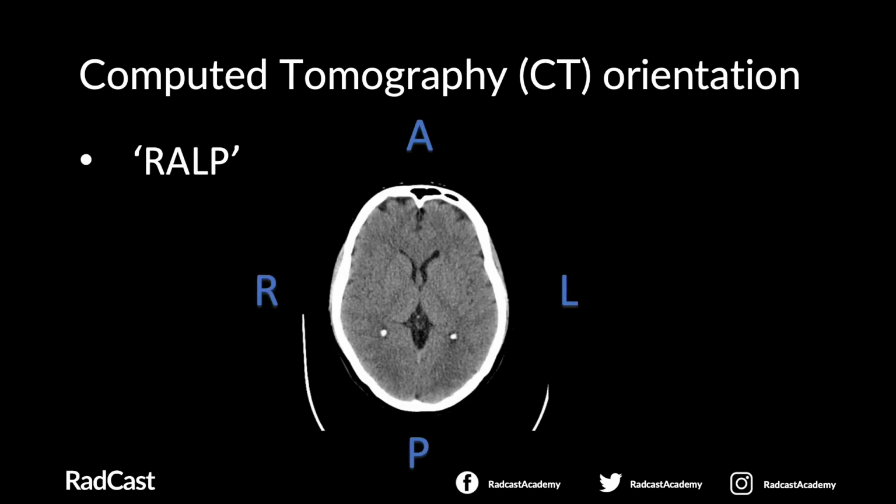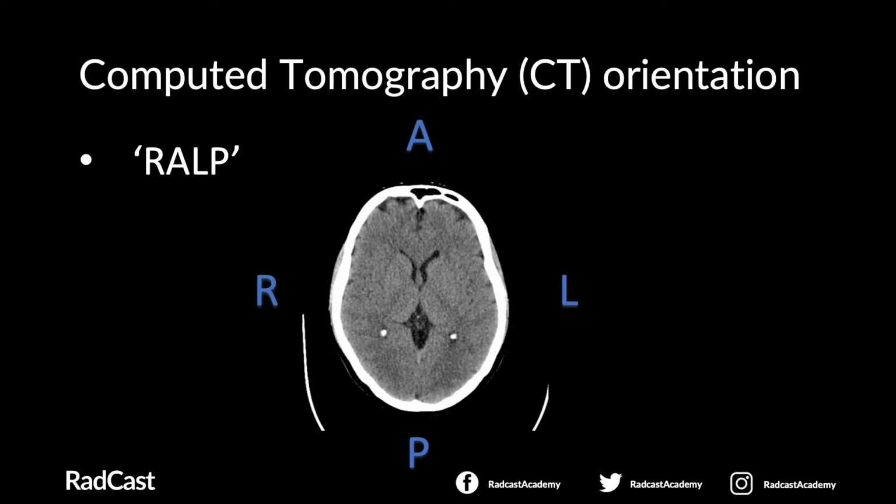So, orientation of CT scans. It takes a while to get your head around this. I use the mnemonic RALP to help me with my orientation around CT images. R stands for right, A for anterior, L for left, and P for posterior. In CT, essentially everything is reversed, so our left is on the patient's right and vice versa. To help visualize this, imagine you're looking directly at the patient from the end of the bed. The top of the image is the anterior aspect, with the bottom being the posterior aspect.